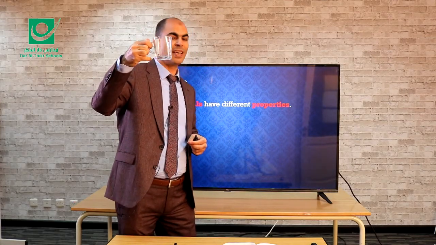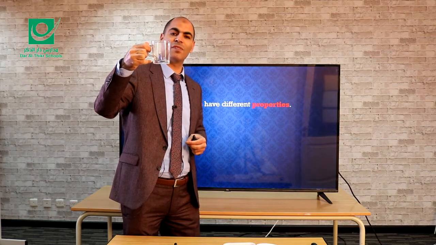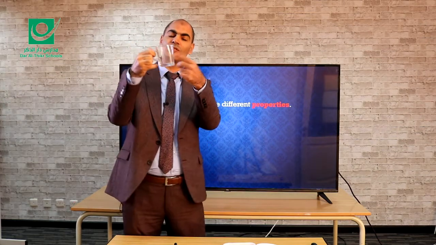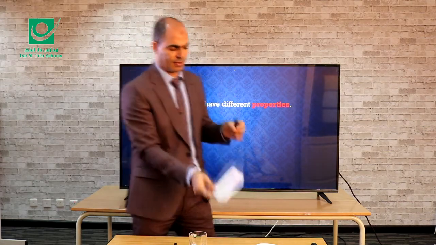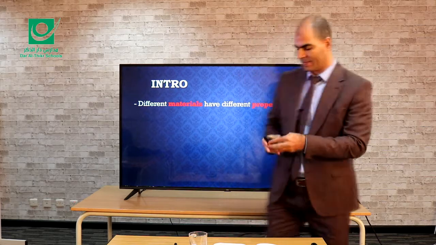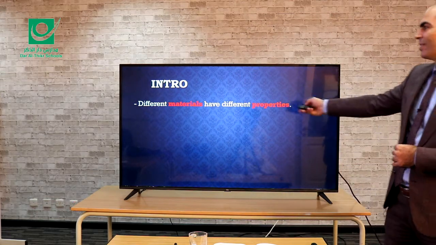Here we have a glass. Okay, it is made of, or a cup, it is made of glass. Glass is transparent. Also we have plastic. Plastic. Okay. Back again to our presentation.